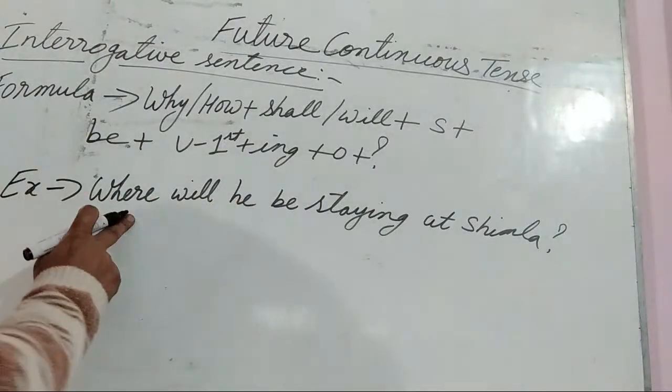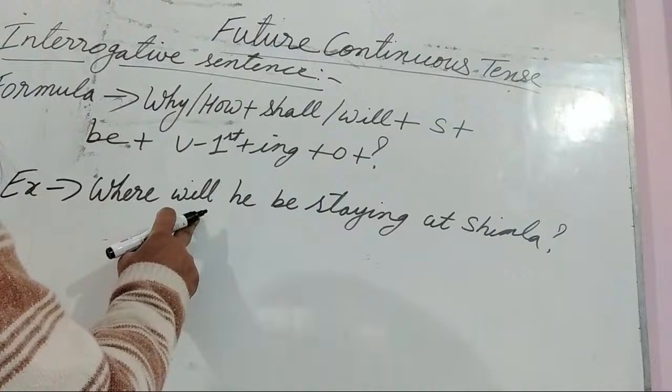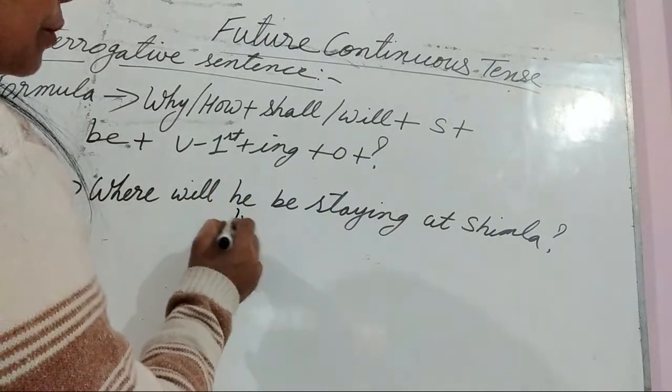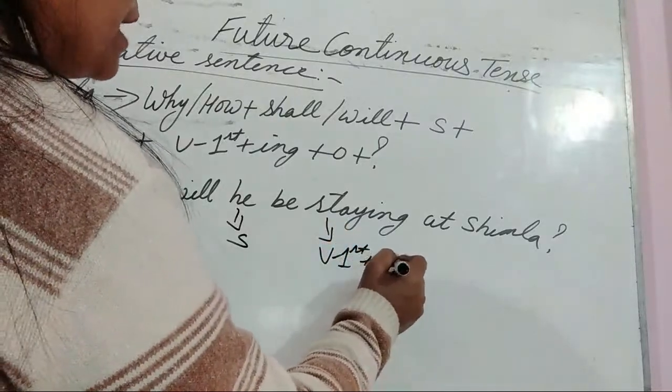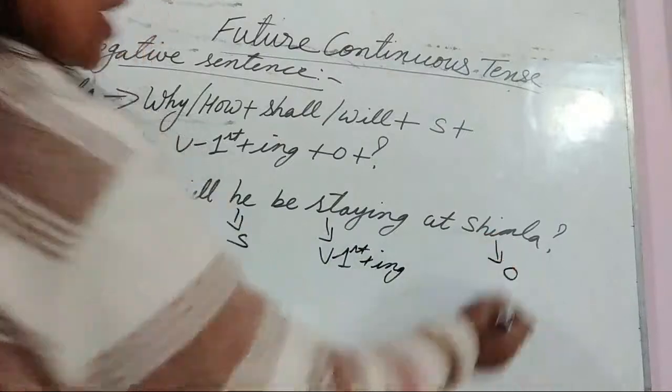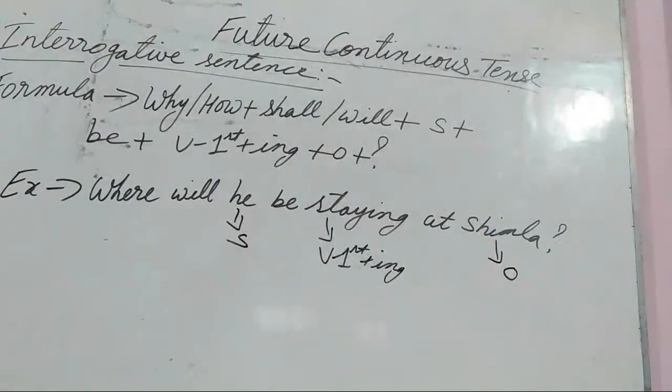So where, as a question is asked, will, as it is a future tense. He is your subject over here. Be staying is your verb of first form plus ing, and at Shimla, Shimla is your object. So according to the formula, why or how plus shall or will plus subject plus be plus verb of first form plus ing plus object and the question mark, as it is an interrogative sentence formula, where will he be staying at Shimla? So this is the example related to interrogative sentence in future continuous tense.